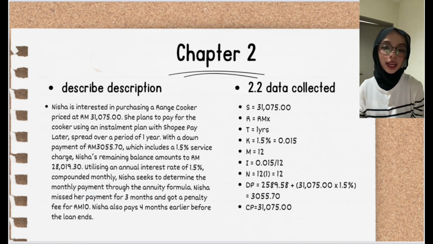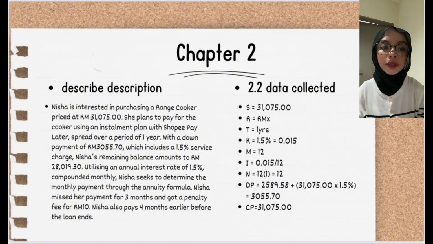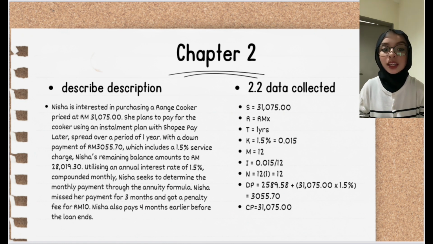Hi, my name is Nisha and I'm going to describe the problem description. Nisha is interested in purchasing a range cooker priced at RM 3,107.5. She plans to pay for the cooker using an installment plan with ShopeePay Later, spread over a period of 1 year with a down payment of RM 305.70, which includes a 1.5% service charge. Nisha's remaining balance amounts to RM 2,809.30, utilizing an annual interest rate of 1.5% compounded monthly.